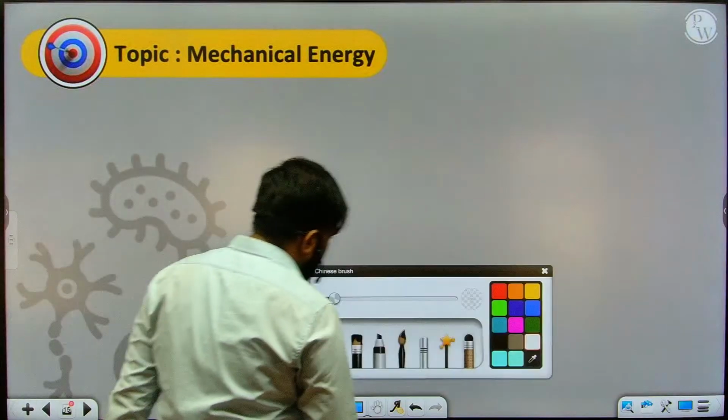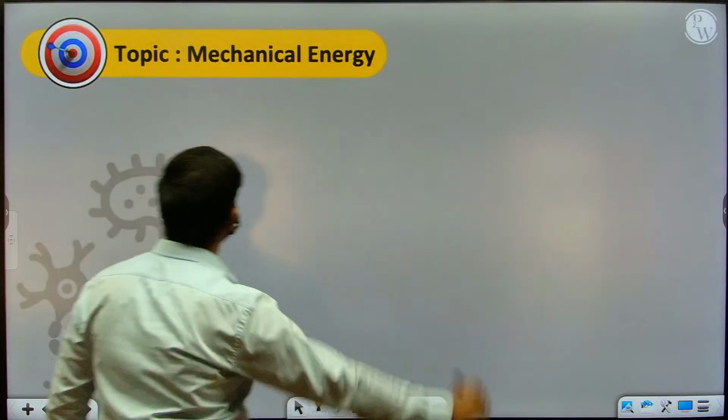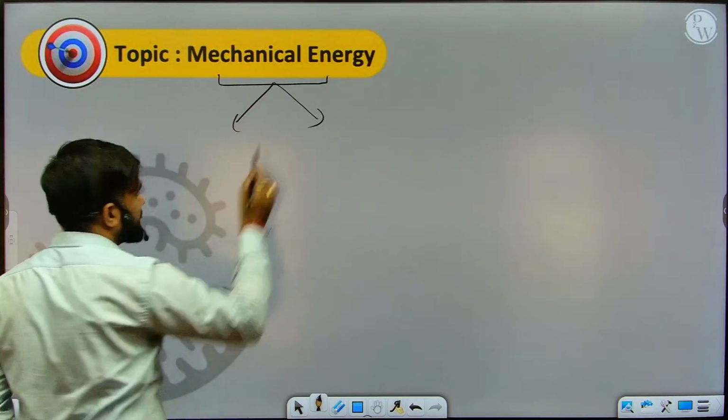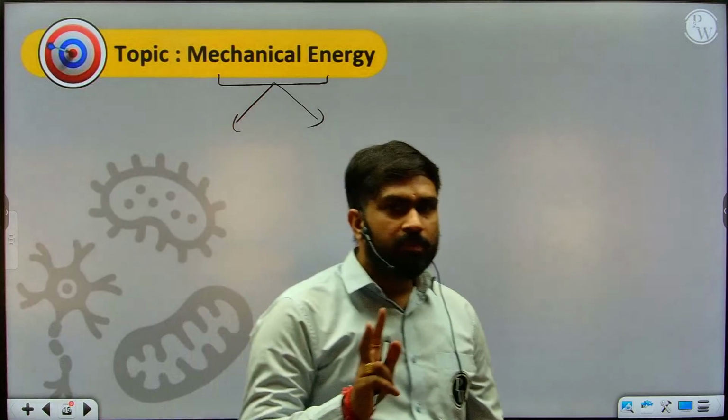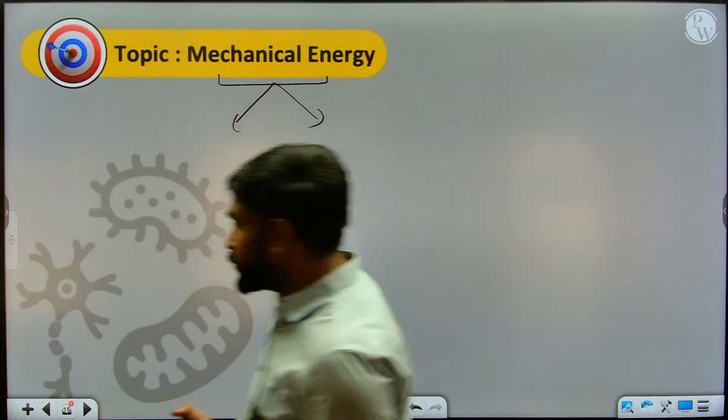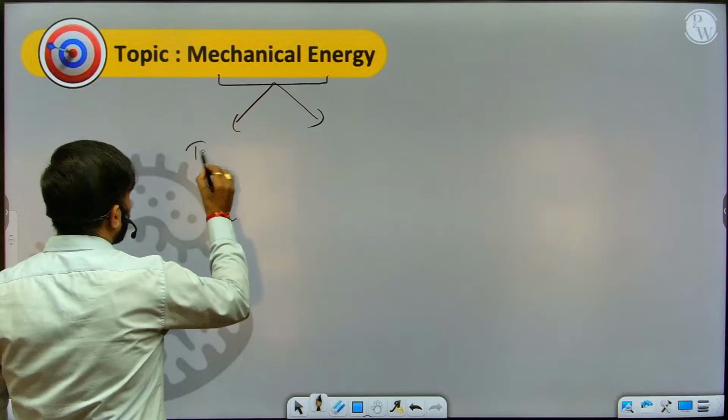Next part, again a very important one, total mechanical energy. So mechanical energy possessed by the body is classified into 2 parts. One is due to its position, which is the potential energy.